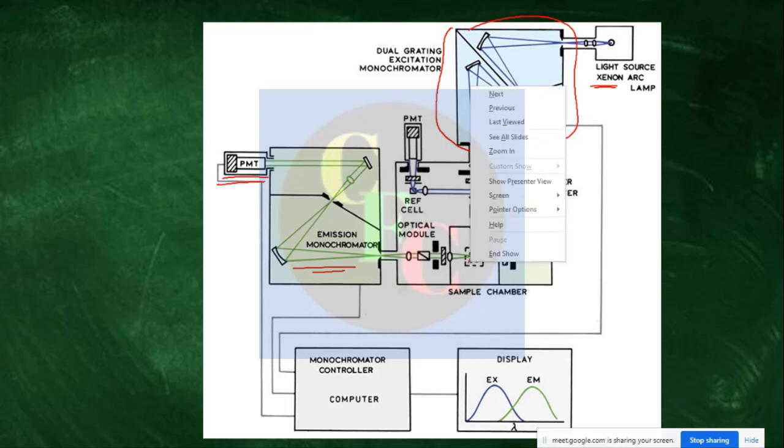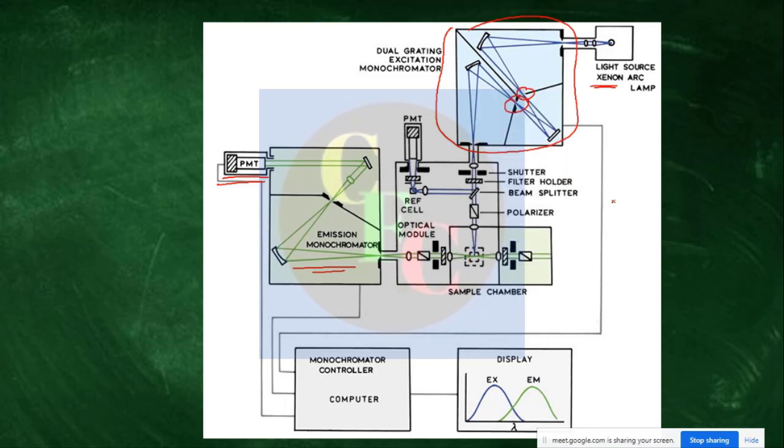This excitation monochromator delivers a narrow band of wavelength of excitation light that strikes the sample. Now, after striking the sample, all of the molecules do not fluoresce. A portion of the incident light is absorbed by the sample, and some of the molecules fluoresce. This emitted light enters the emission monochromator, which is positioned at right angle.